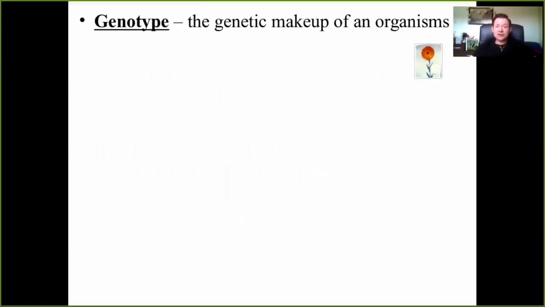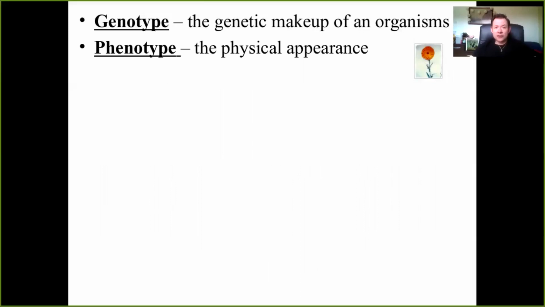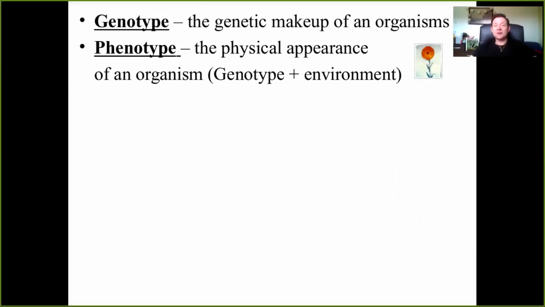So, genotype: the genetic makeup of an organism. Phenotype: the physical appearance of an organism. The genotype plus the environment results in the phenotype. For example, perhaps you have a gene that makes you more likely to grow tall. But if in your environment you have poor nutrition and you grow up with a reduced diet, you're unlikely to be as tall as you would have been if the diet was appropriate.